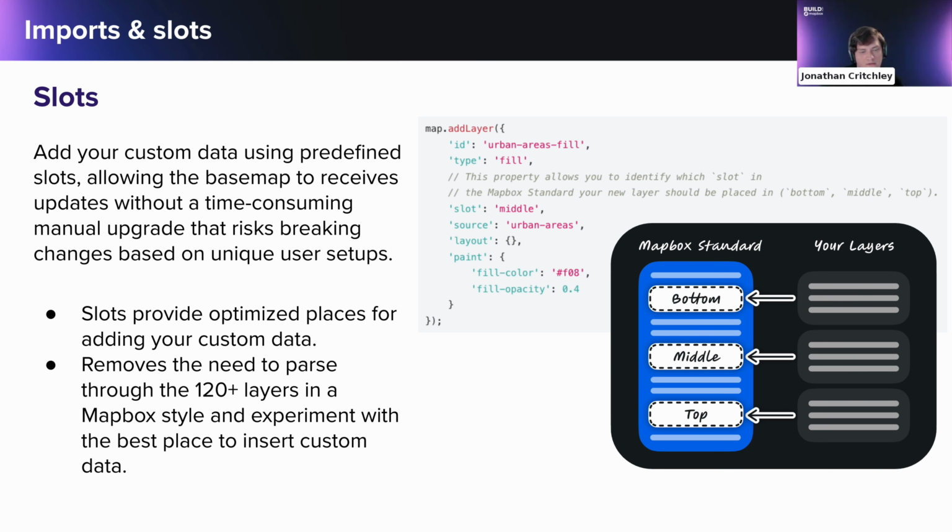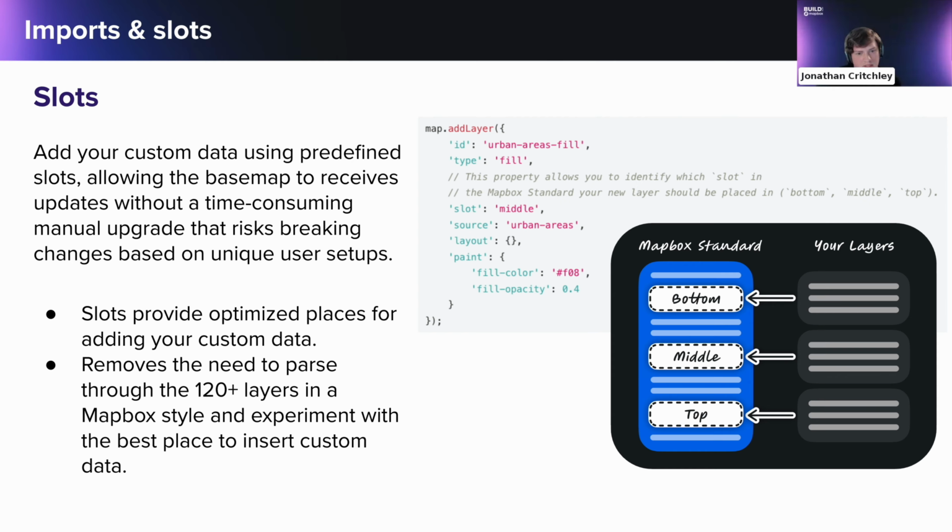As I mentioned, slots are well-defined placeholders within the base map, with optimized places for adding your custom data. Previously, you had to look through a list of 120-plus layers and decide exactly where your custom layers should be placed. If you used runtime styling to dynamically add new layers in your application, it was even more complicated, having to sync updates to your application code with style updates. It was possible that reference layers were renamed or removed. So if you were not careful, it could break the implementation when you updated the base map.